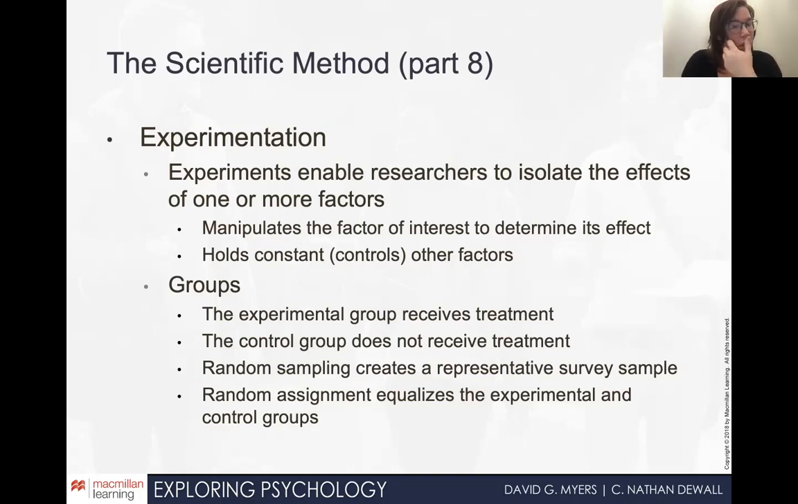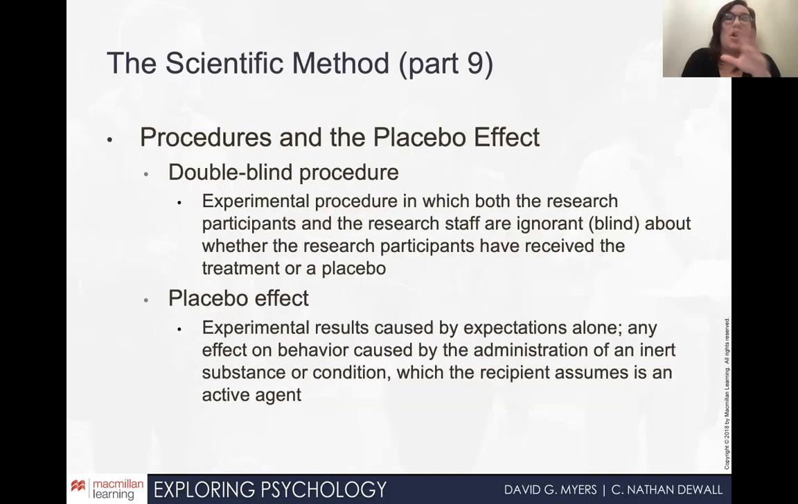If someone believes they're receiving a medication, they will experience the effects of that medication because they believe they're taking it. So we want to make sure not only is it randomized, but it's double blind, meaning that the participants do not know what group they're in and the researchers do not know what group they're in, so that the researchers don't impact or have a bias in the way that they are collecting their information.